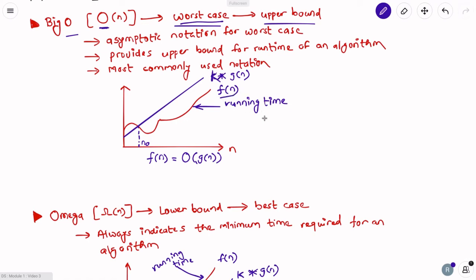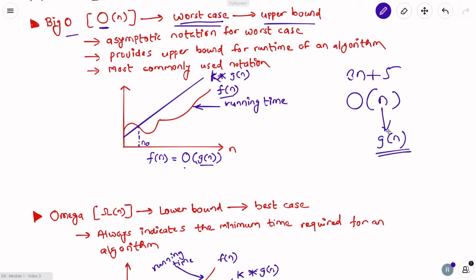Now we can say that the running time of the program, that is f of n, is big O of g of n, where g of n is nothing but a function. In the previous case which we saw, the running time of the program was 3n plus 5, and we wrote that it is big O of n in terms of asymptotic notation. So in this case, in big O of n, this n is nothing but g of n.